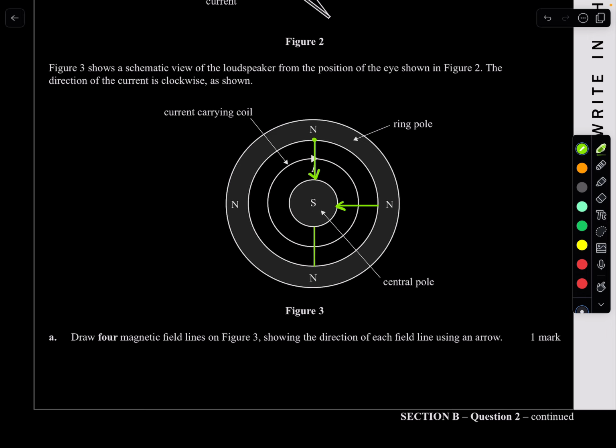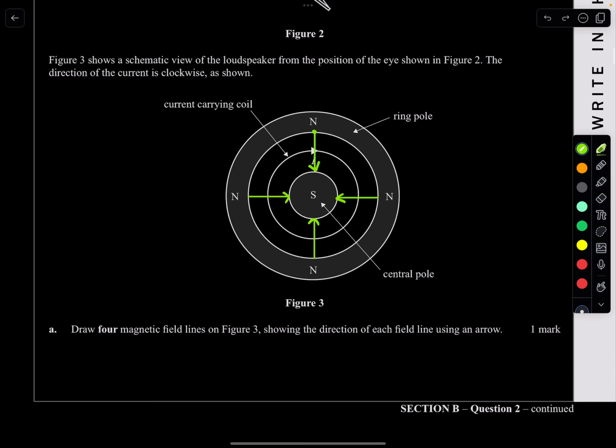North to south here, and north to south here. And that's overall. I mean, you can draw more. It's at least, so they said at least, so you can draw more, but I don't think you should. It's just a waste of time, to be honest. And yeah, north to south, is that right?